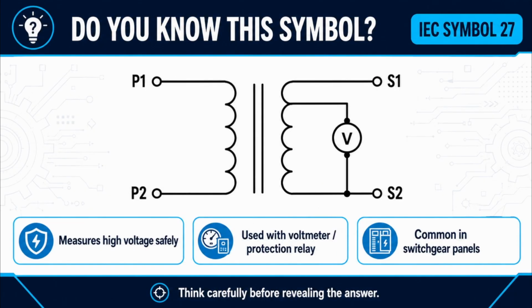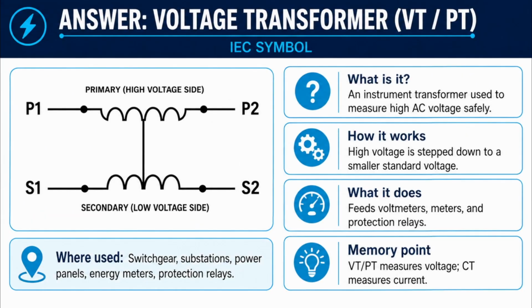It measures high voltage safely, works with voltmeters and protection relays, and is commonly used in switchgear and substations. The answer is a voltage transformer, or potential transformer, VT or PT. It steps high AC voltage down to a lower standard voltage so meters and protection relays can monitor it safely.